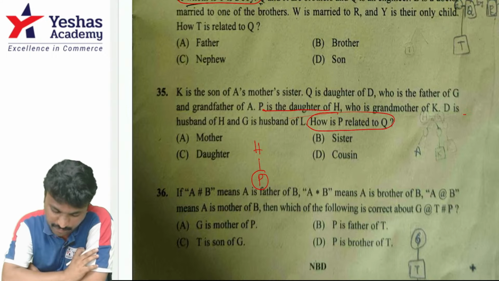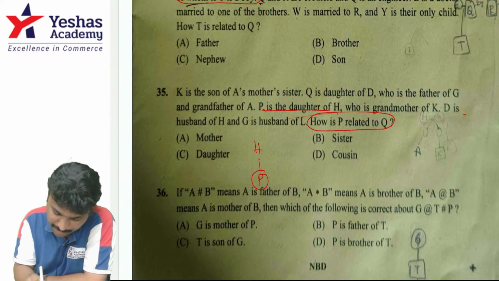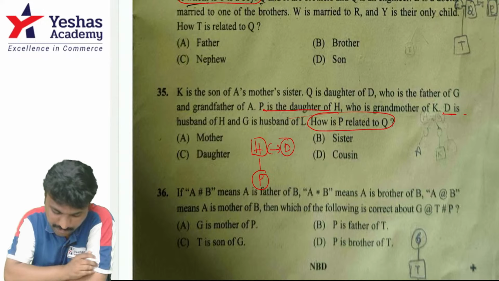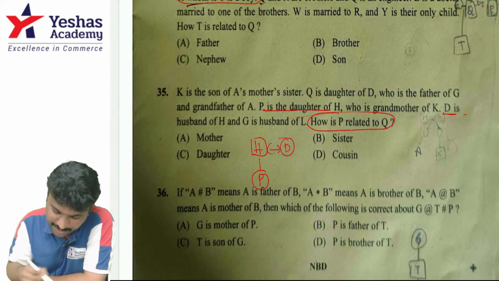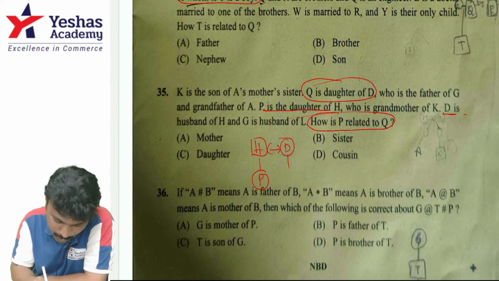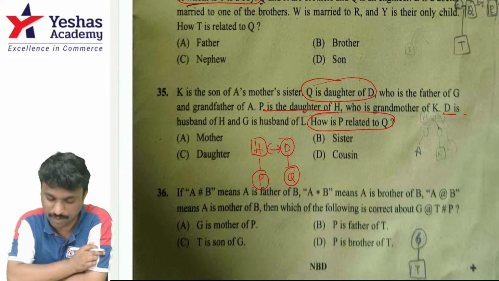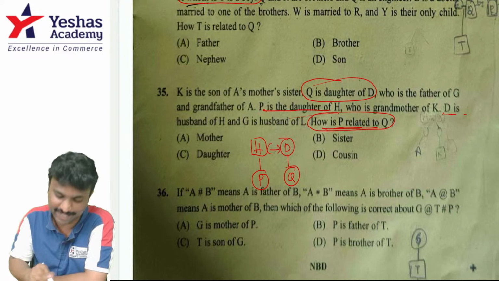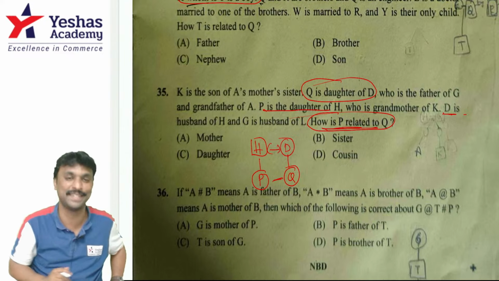All right. Now look at the statement connected to H. H is the husband of D. So D is a female. Then find the statement connected to Q. How is Q connected? Q is a daughter of D. All right. Now that's what they're asking. How is P related to Q? P and Q are siblings.